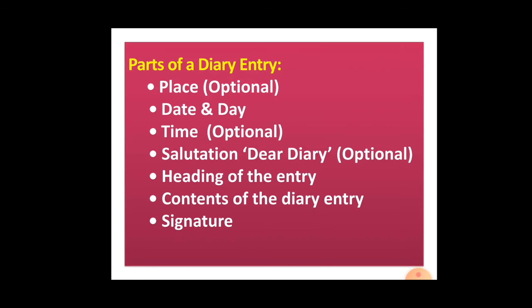Next comes the heading of the diary entry. This is also optional. The heading of the diary entry is the title about the contents. So what are we going to write in the diary entry? It may be written as a heading, so it is optional. Next comes the important part of the diary entry, that is the contents of a diary entry. Here we write what we are asked to write. The particular incident that happened in one's life is written here under contents. So it becomes the more important part of the diary.